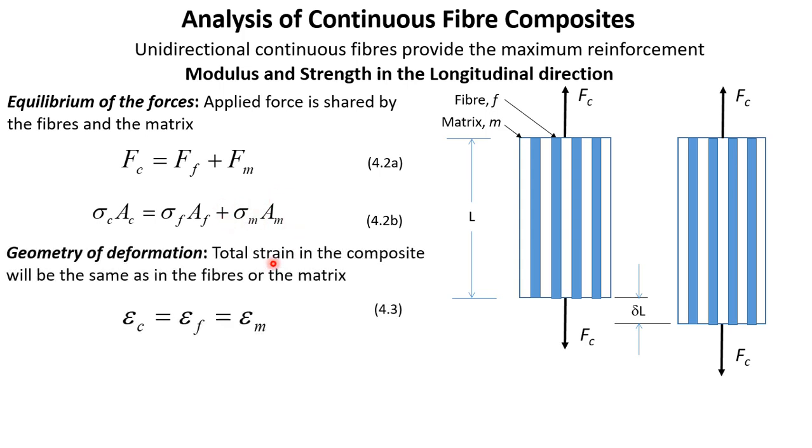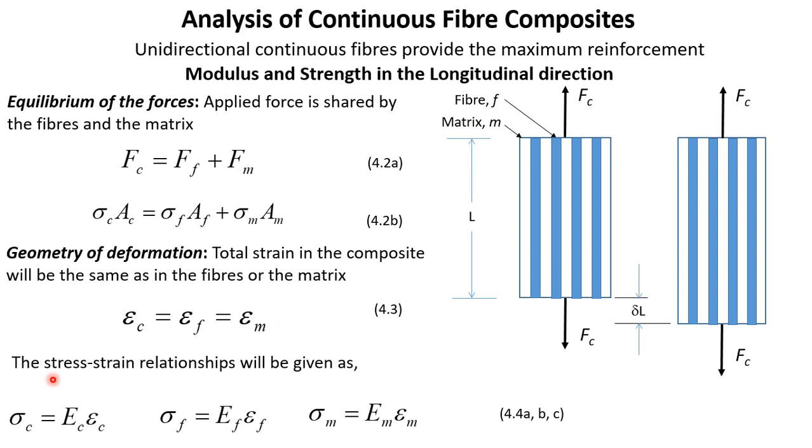Now, geometry of deformation. So total strain in the composite will be the same as in the fibers or the matrix. Now, since this material is one single material, the deformation will be together. That means the fiber and the matrix will deform equally in the same manner. So therefore, we can say that strain in the composite is equal to strain in the fiber, which is equal to strain in the matrix. So strains will be the same in the overall composite, in the fibers as well as the matrix. So this is our geometrical condition.